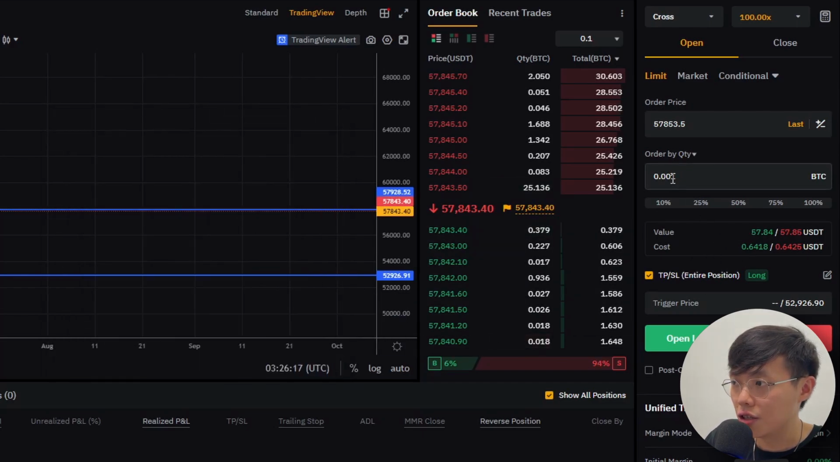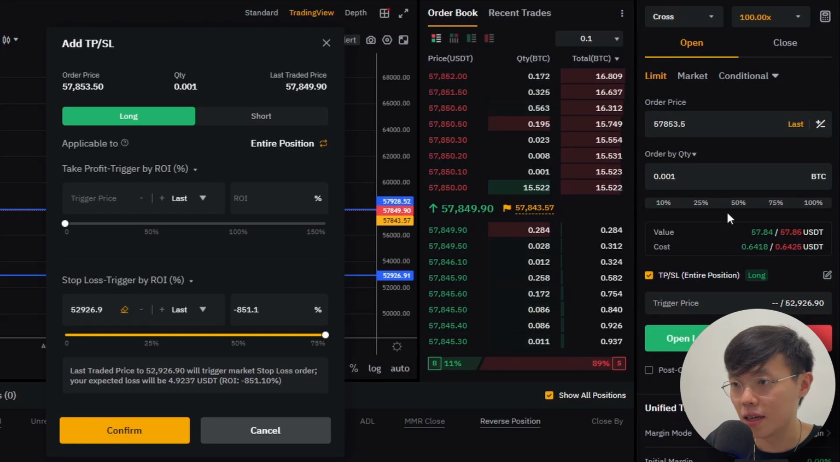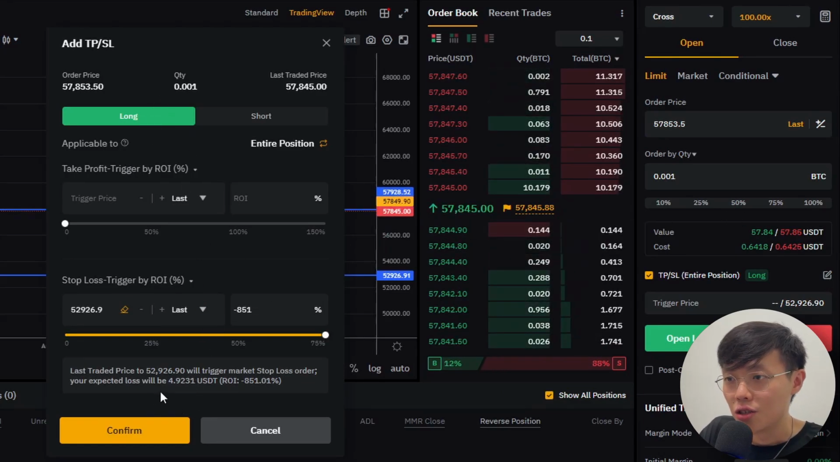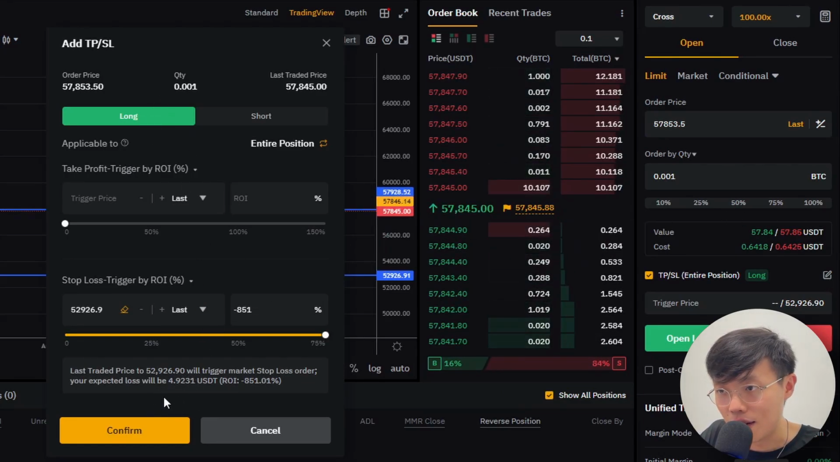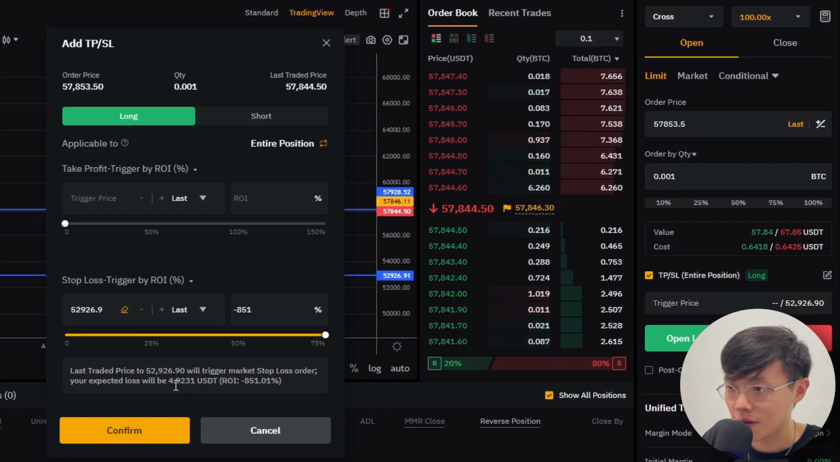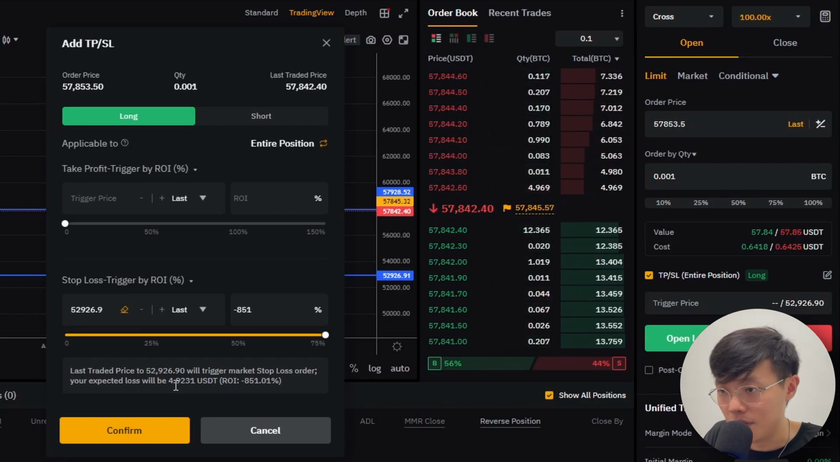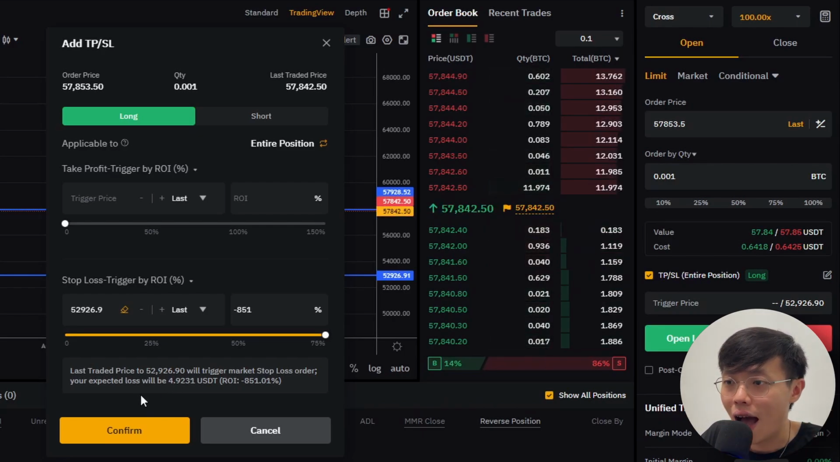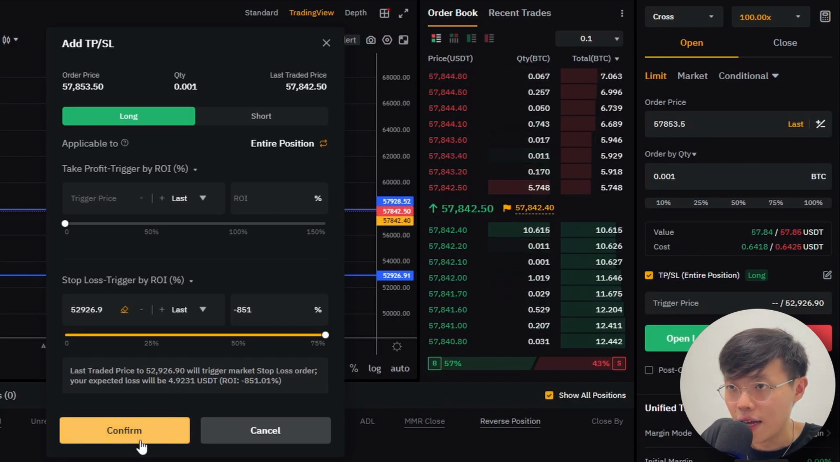After you change this order by quantity, I click on the TP and SL and look here again. Right now it's exactly 4.9, which is about 5 USDT. And I will add on some fees, like funding fees, opening fee, transaction fee. It will be more or less around 5 USDT. So this is how you manage the 5 USDT risk and reward, and there you have it.